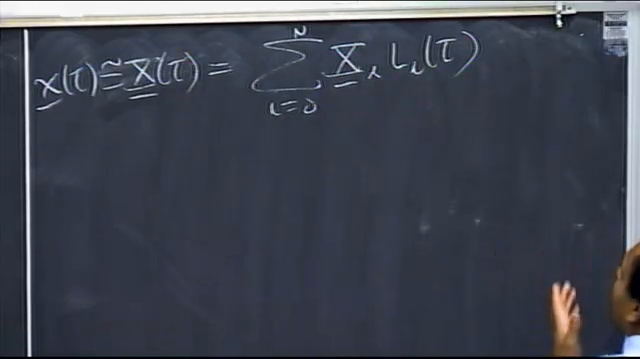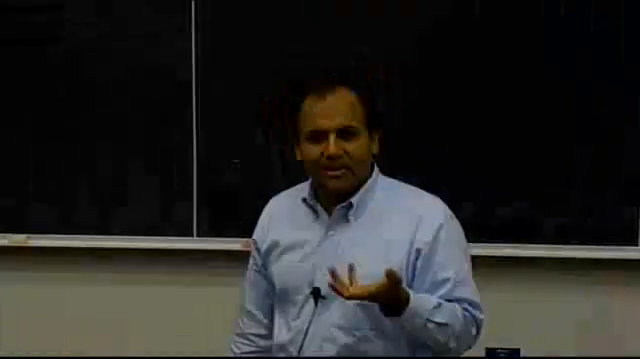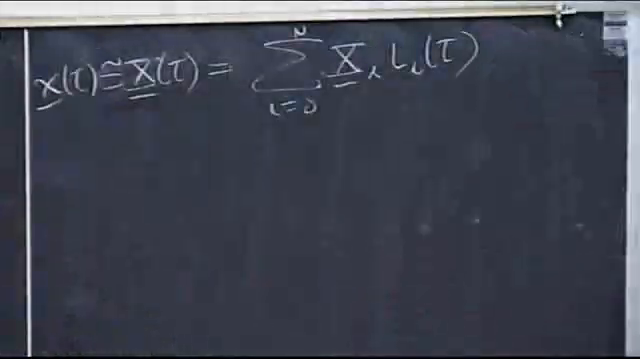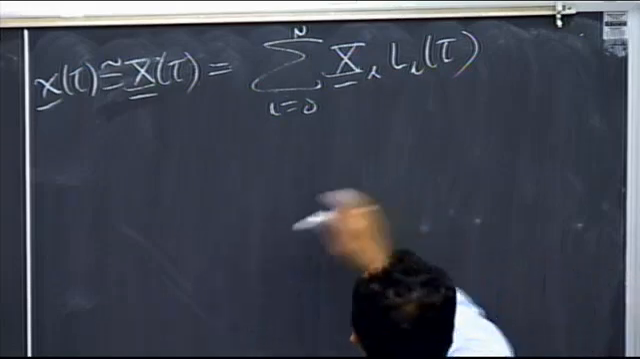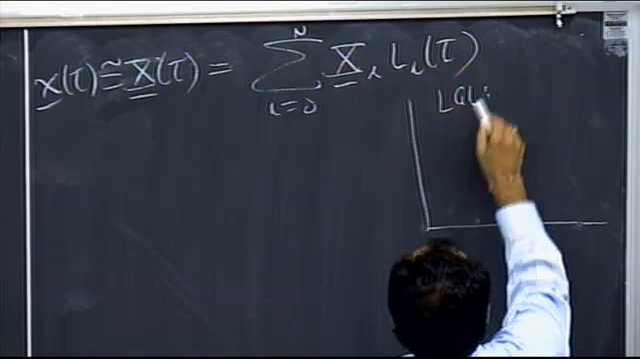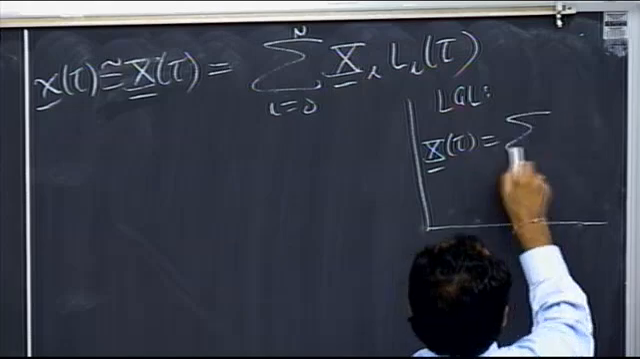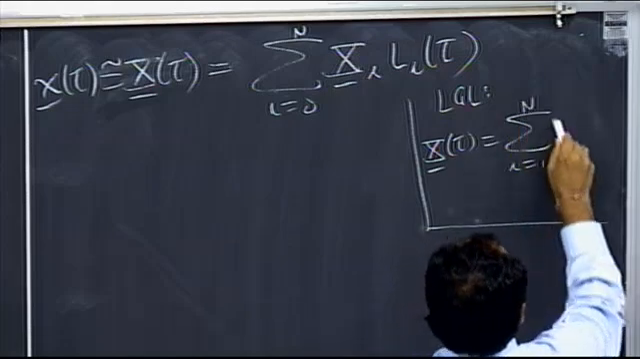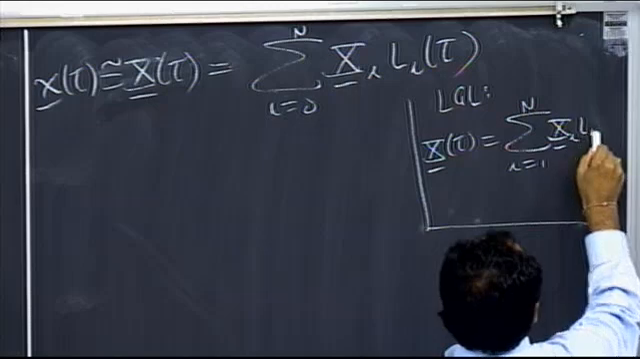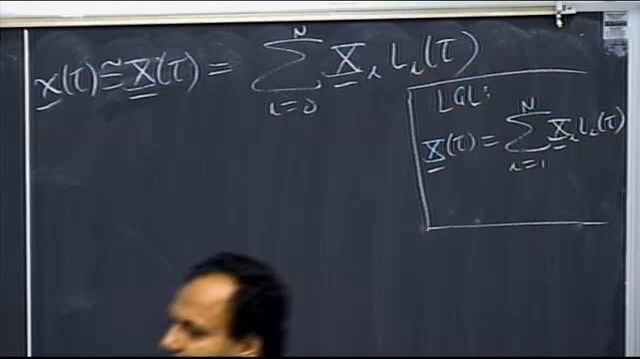Now, if you look at that, you say, well, that doesn't look any different. It's like a magician with a rabbit in his hat, right? I'm going to put this as an aside. You don't write this down. Remember for LGL, x of tau was approximated by the sum from i equals 1 to n of x_i l_i of tau. I just put that there as an aside.